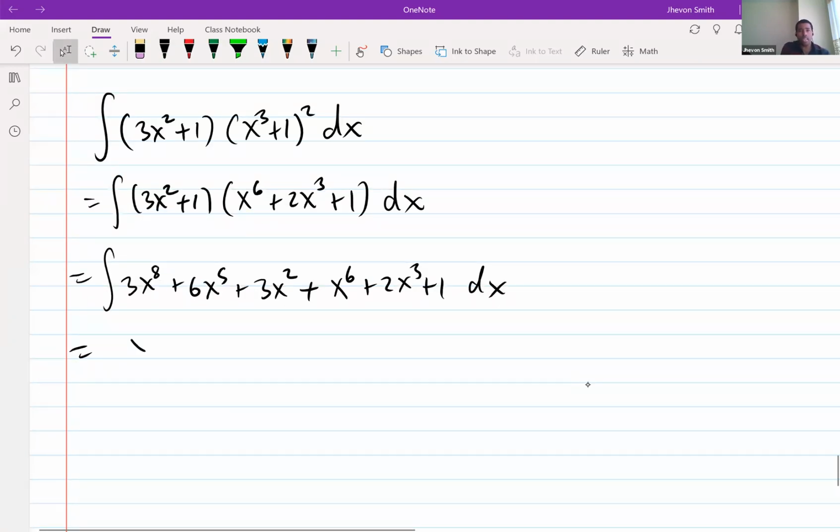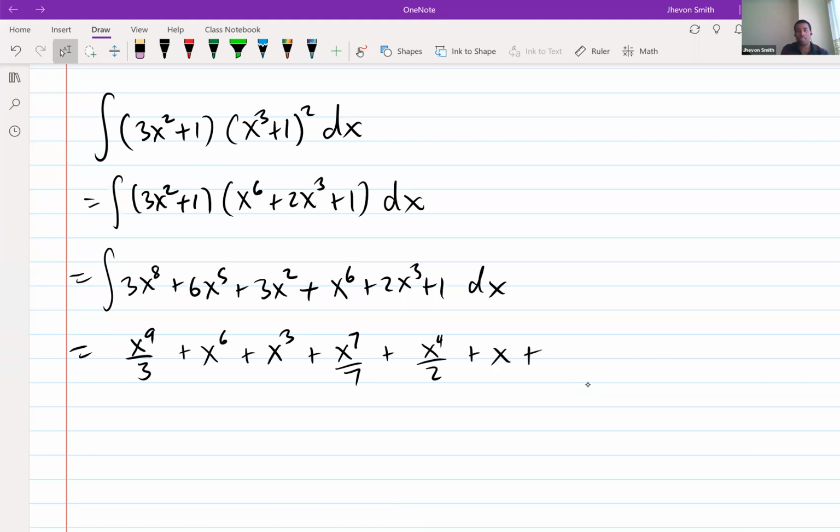So this is x to the 9th over 9, which cancels into the 3. This is the x to the 6. This is going to be x cubed. This is going to be x to the 7 over 7. This is going to be x to the 4th over 2. And this is going to be x.